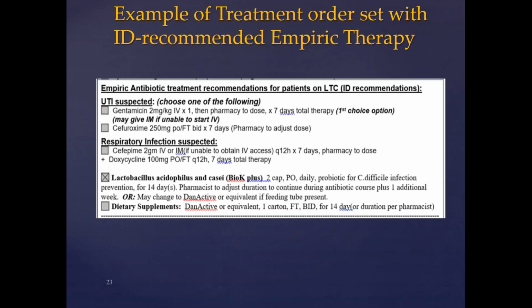Now, this is an example of our empiric treatment ID recommended therapy, just for UTI and respiratory. It's just a snapshot. So for UTI we have our GENT, it tells how to load, and then our PO option for cystitis is cefuroxime, our best choice. For respiratory infections, there's our cefepime and doxy, and then we also point out that we can do IM therapy if we can't get the IV access, and then we don't require the nurse to call the physician back, so that eliminates another phone call, especially during the night.